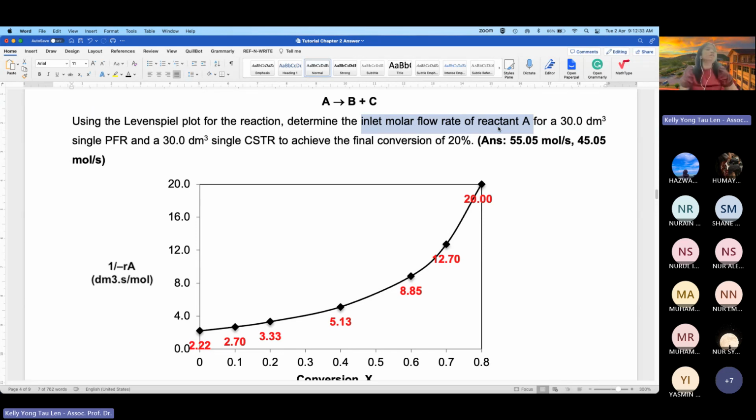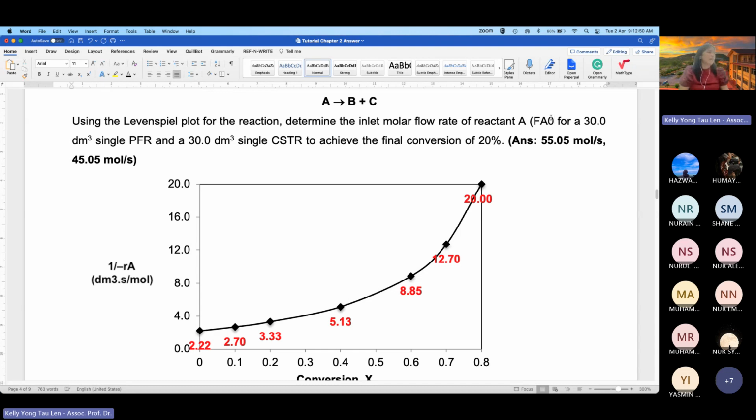When you check back the question, they clearly mention inlet. So this is the initial molar flow rate of A before the reaction takes place. This is FA naught. So you already identify from the question. If it's me, I will just write straight away that I know the question wants me to find FA naught. At least now you know what the question wants you to find. I put it as a question mark because this is what we want to find.